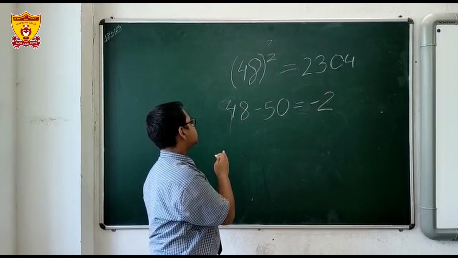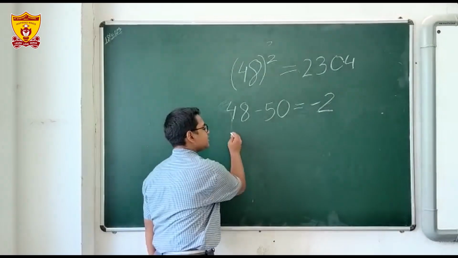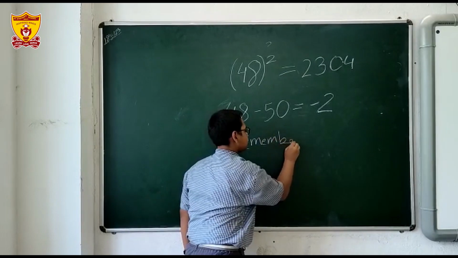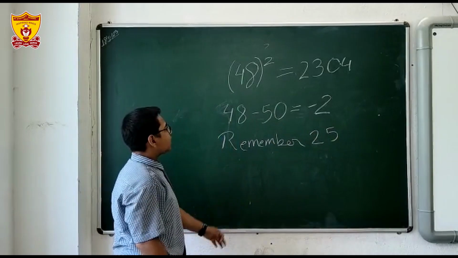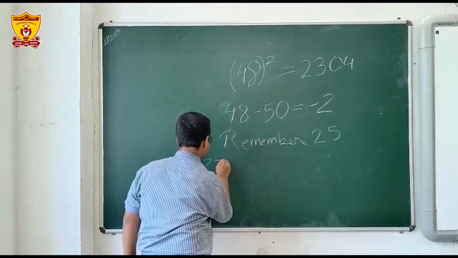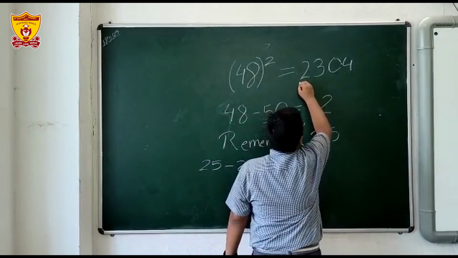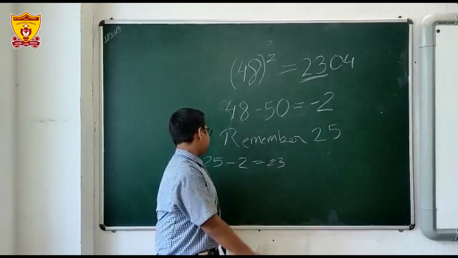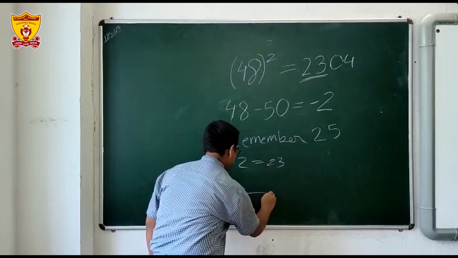At first, we have to remember a Vedic number which is very significant for this trick. The number is 25. We have to subtract 2 from 25. So 25 minus 2 is equal to 23. So here we have got 23. How did we get it? 25 minus 2. 23 is the first part of the number.